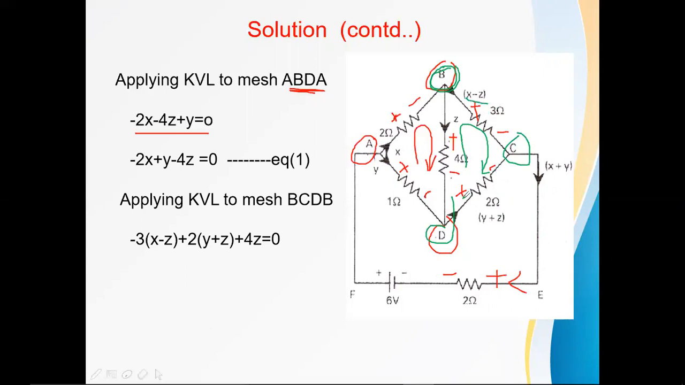For this, my leaving sign is positive and the voltage drop of this 2 ohms resistance is 2 into y plus z. Then my leaving sign of this 4 ohms branch is positive and the voltage drop across this is 4 into z. So let me rewrite this equation by solving in algebra. Then it will become minus 3x plus 2y plus 9z equals 0. So for these two loops I'm done, and the third loop is this.